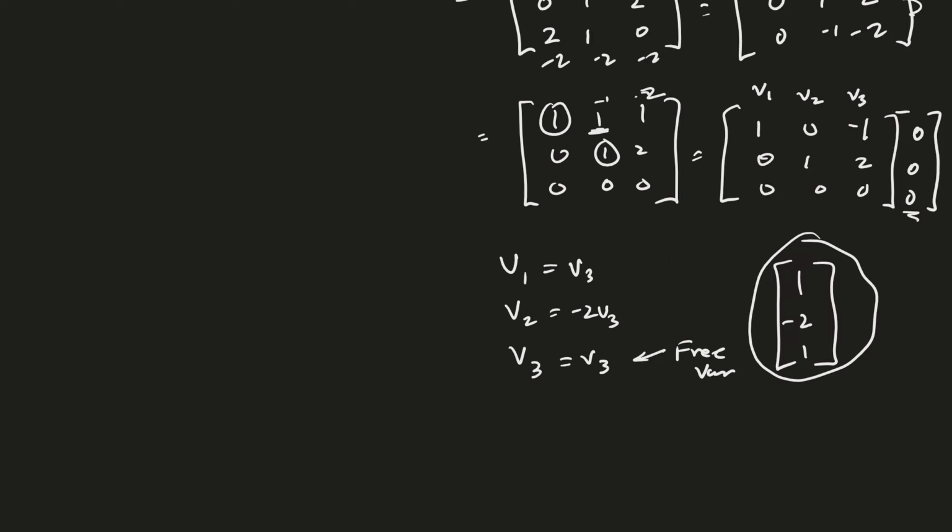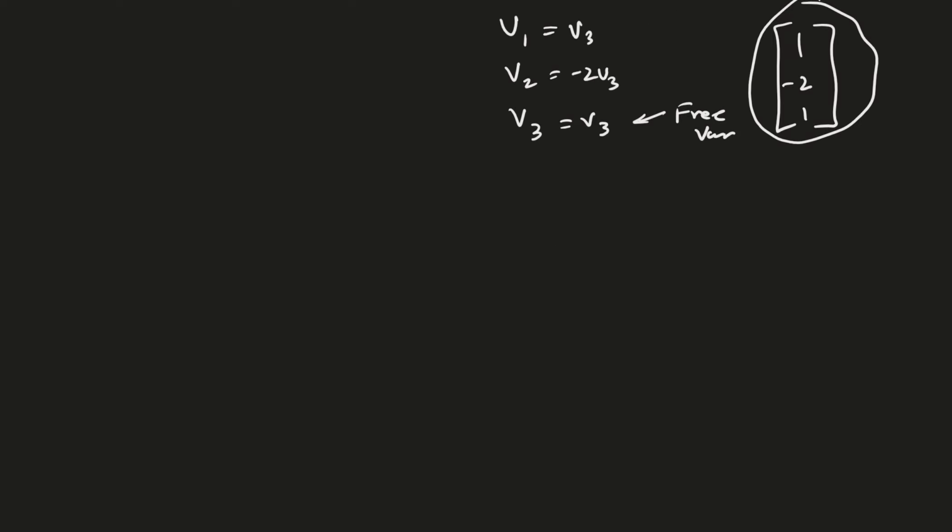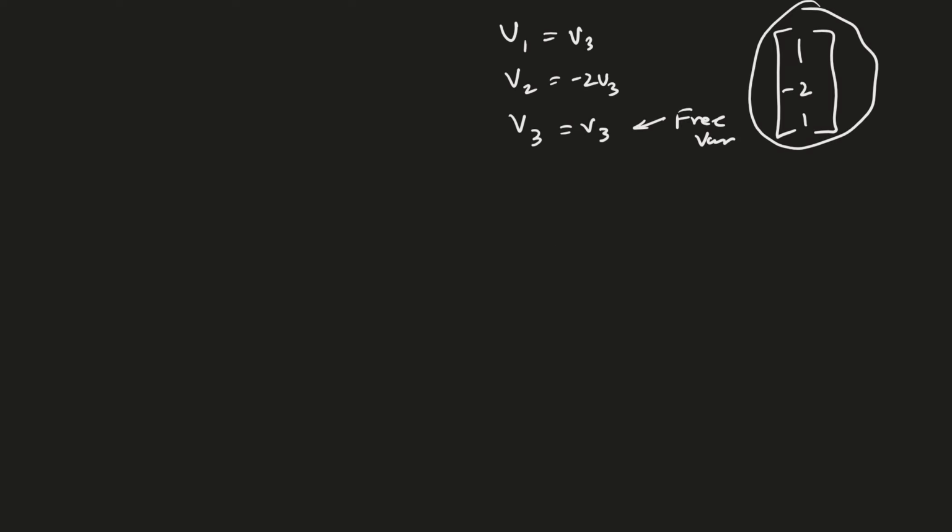Excellent. All right. So similarly, we do the same thing for lambda equals minus 1. And so if we have lambda is minus 1, then A minus lambda I becomes 2, 1, 2, 1, 0, 1, 2, 1, 2.